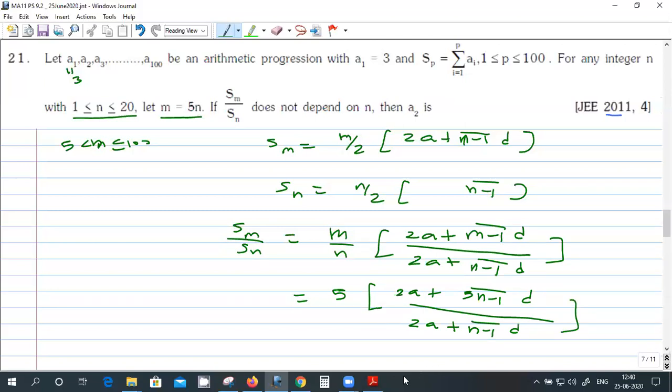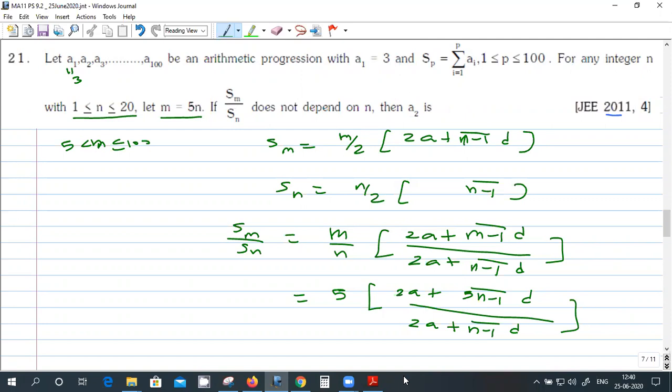This is independent of n. And we use this S_P is equal to... So you have to find D. P is basically the sum of P terms. That's not a big deal. That's a very general statement.